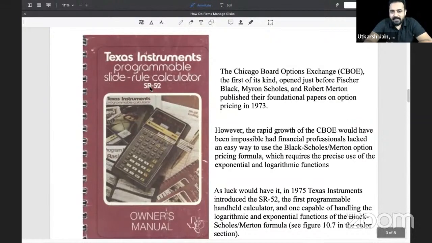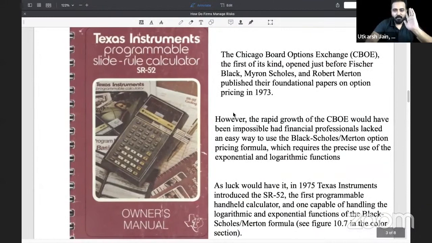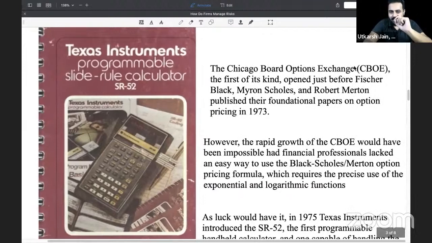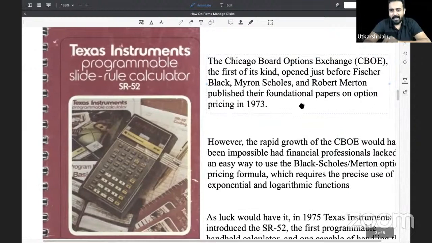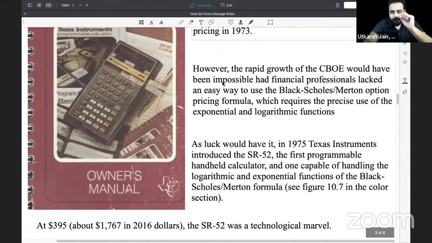So this is the manual book published by Texas Instruments way back. The calculator model is called SR52, right? But let me show you a little bit more first. Now, the Chicago Board Options Exchange, first of its kind, opened just before these guys published their option pricing formula in 1973, right? So kind of the beginning of the whole option trading world. Now, the rapid growth of CBOE would have been impossible had the financial professional lacked an easy way to use the Black-Scholes-Merton option pricing formula, right?